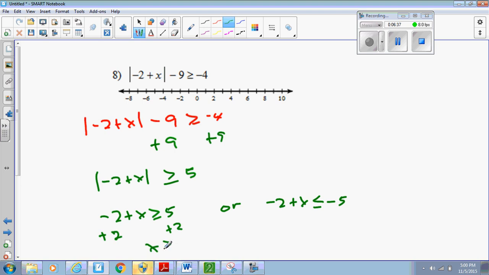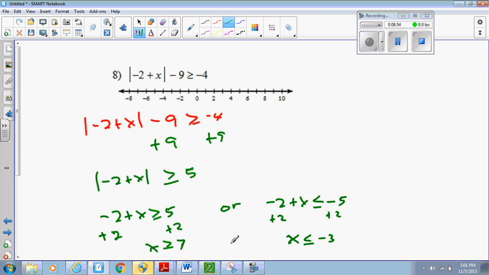x is greater than or equal to 7. And here I add 2 to both sides. X is less than or equal to negative 3.